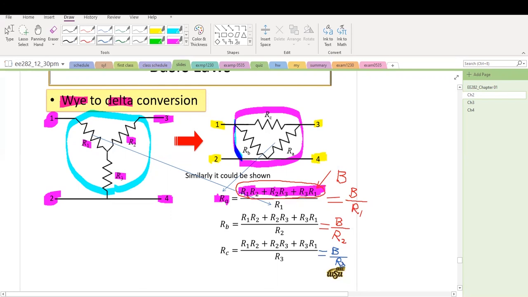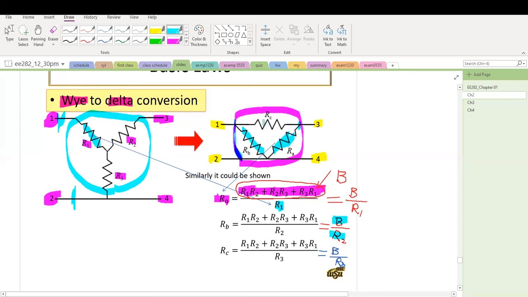So let's look at RA here. RA is this resistor here, connected from terminals 2 and 4 to terminal 3. Then if we look at this Y connection, RA is divided by the resistor far away from terminals 3 and 4. This is the way to memorize the formula. And look at RB. RB is a branch in between terminals 1 and 2, and the resistor further away is R2. So therefore RB equals this quantity B divided by R2.